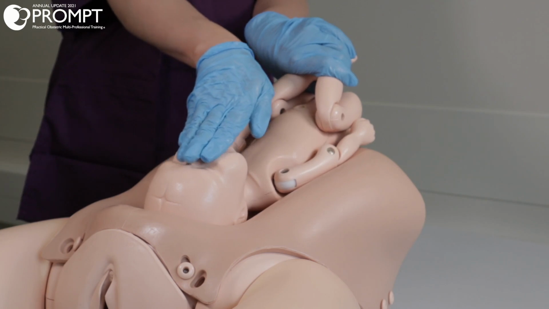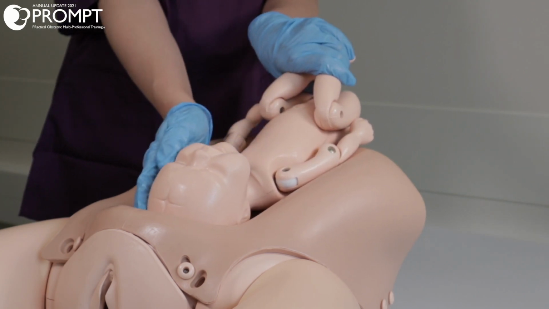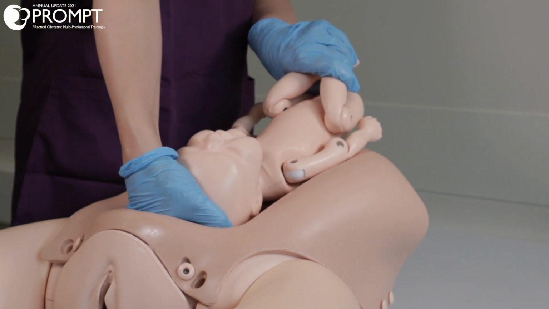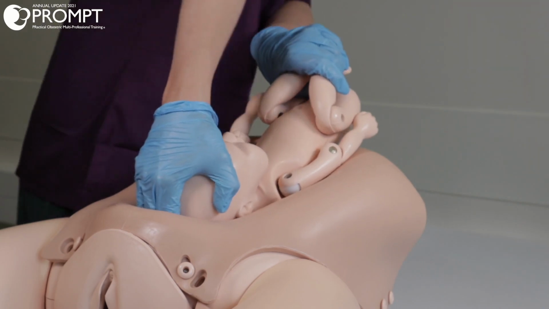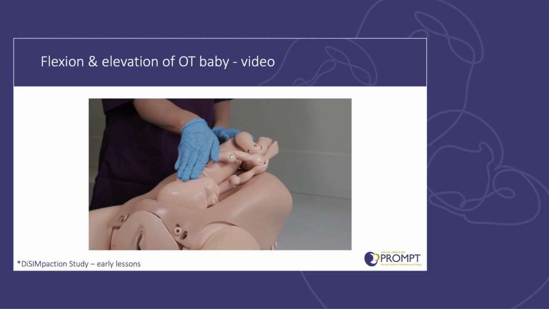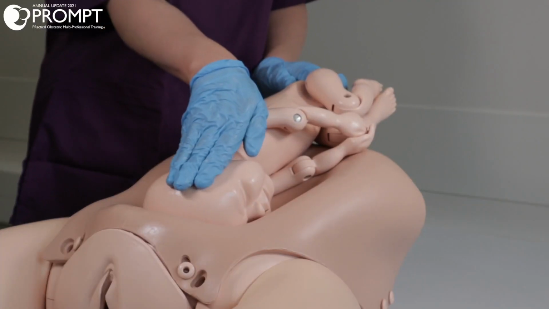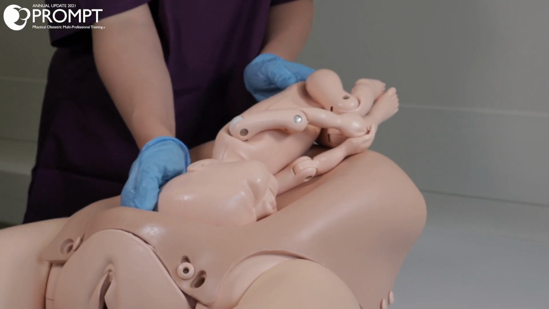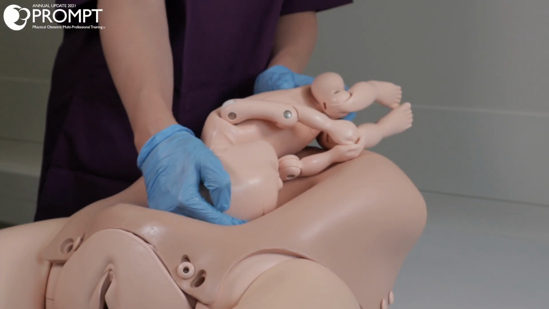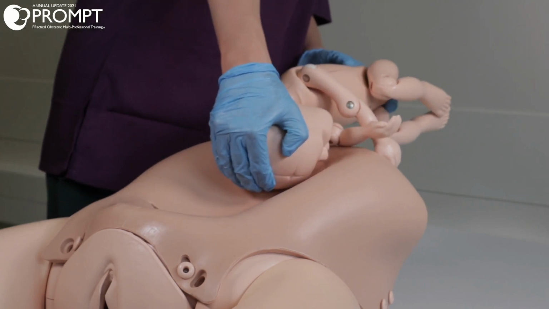For OP positions, introduce your hand laterally, sweep your hand over the occiput and flex the baby's head into the palm of your hand. Maintain flexion of the head whilst elevating it. The next video, an occipito-transverse baby. For OT positions, introduce your hand laterally and cup the occiput to flex the head. Sweep your hand to the midline to elevate the head whilst maintaining flexion.